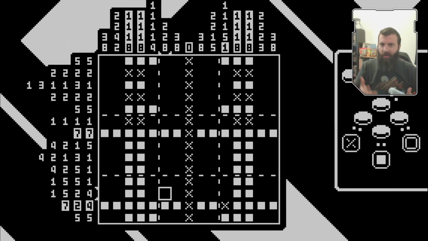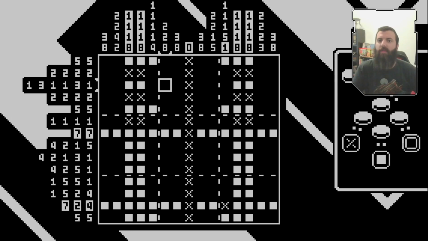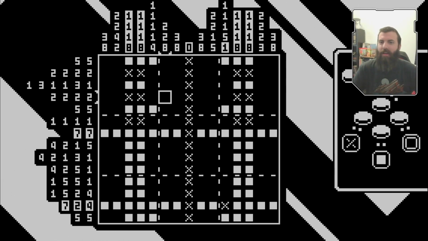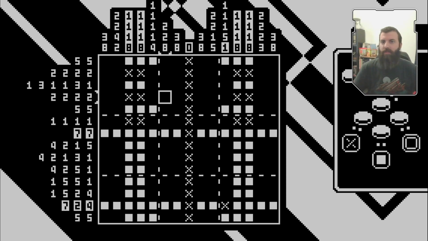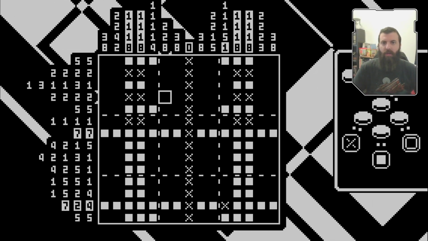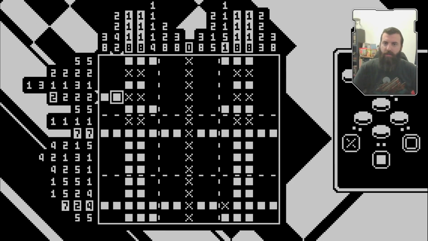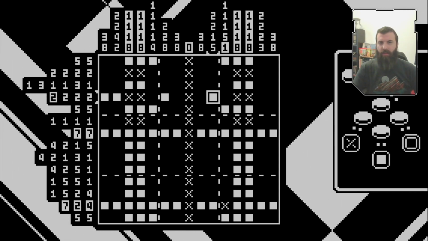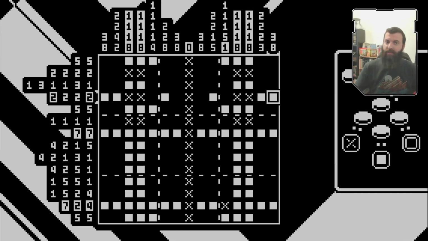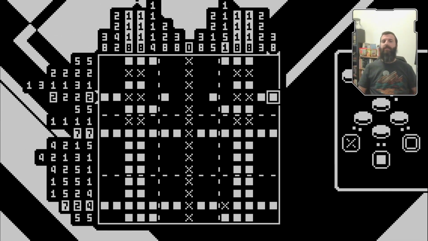Trying to decide the best way to tackle this, the one that's got the fewest mistakes on my part. This row here, we've got 2, 2, 2, 2. One of the 2's has to go here, one of the 2's has to fill in this, one of them has to fill in that, one of them has to go there.